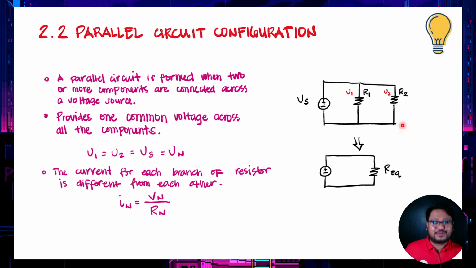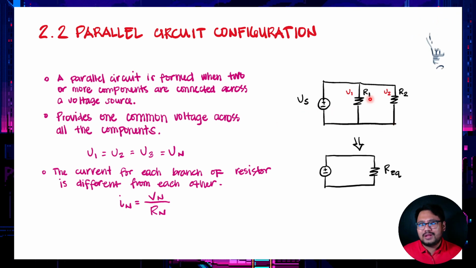Now, by inspection, since we already know that the voltage across each of these resistances is the same, meaning V1 and V2 are equal to our voltage source, Vs. So even if we connect multiple resistors in parallel with this voltage source, the voltage will still be equal to our voltage source. And solving for the current, we will just go to Ohm's law again. So In is equal to Vn over Rn.